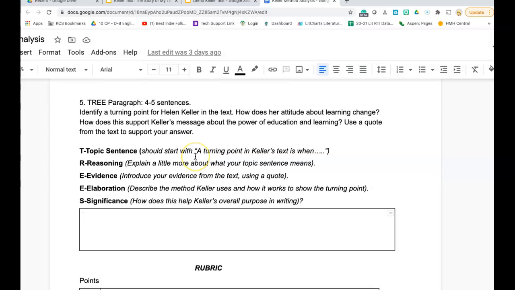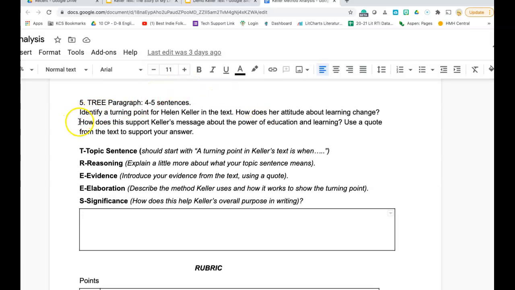Your topic sentence should start with, "A turning point in Keller's text is when," and then in your own words, explain what happens. Then explain why that's a turning point. Then introduce your evidence. Give the part of the quote that you thought was most significant. Do not just repeat that it's a turning point, but the significant statement, what clued you in that it was a turning point. Elaborate on that. Tell us how this turning point began to change her and how you see it. And then finally, the overall significance should go back to your topic sentence on how this particular event helped to support Keller's message about the power of education and learning.